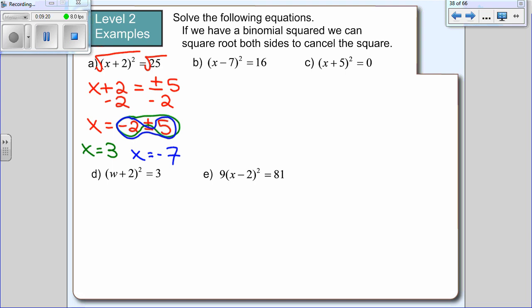Alright, we tried B. We have something squared equals a number. To figure that out, we're going to square root both sides. Because that's going to be x minus 7 equals plus or minus 4. We had something squared equals a number. We got rid of the squared. Now we're good. We can solve this thing by adding 7 to both sides. We write it out as x equals 7 plus or minus 4.